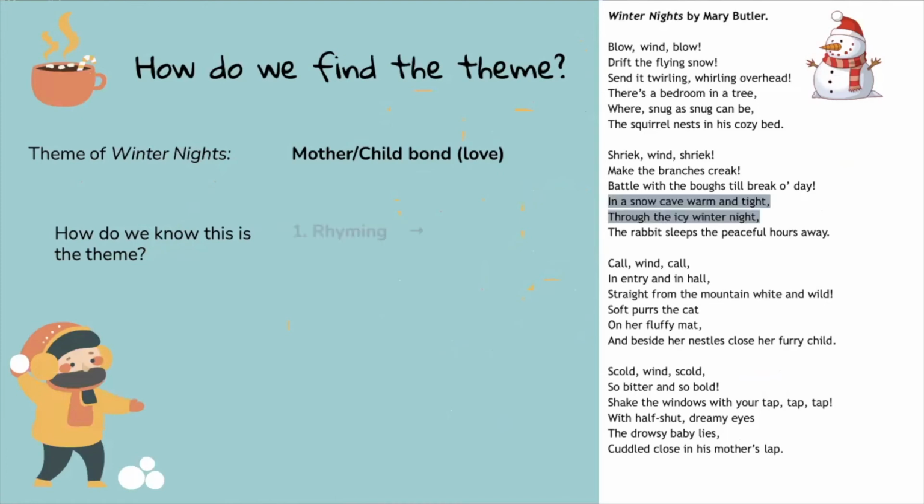First, we can use the figurative language element of rhyming. In this rhyme I have highlighted, it shows that the mother was nurturing her child through this intense winter storm. The words warm and tight create the image that the mother is holding her child close and protecting them.